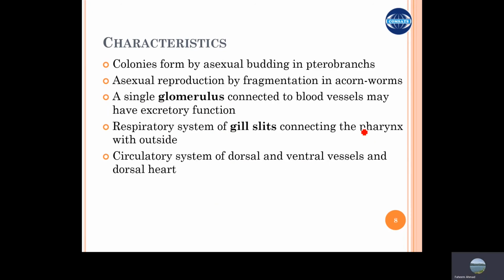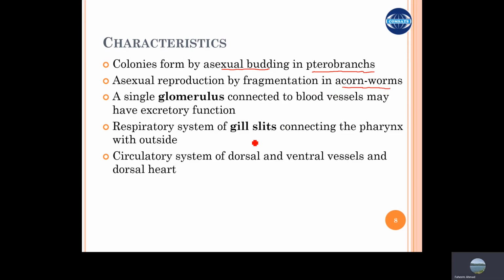In the pterobranchs, the leaf-like or branching structures, the animals live in colonies, and those colonies are formed by asexual reproduction by budding. So one animal breaks off and then forms another animal, and so on and so forth. However, in the acorn worms, the reproduction is asexual by fragmentation. What happens? The animal breaks off at the collar region, so the abdomen starts developing a new collar and a proboscis, whereas the other part starts developing a new abdomen.